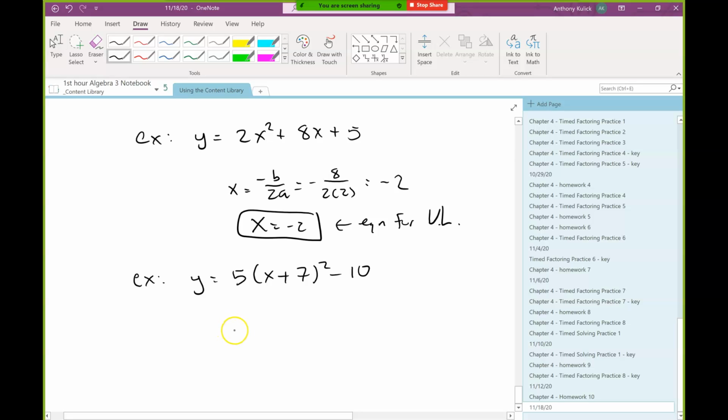Here, we're in vertex form. So the formula I need is x equals h. So the h in this case is the opposite of this number here. So just negative 7. Done. Vertex form ones are very nice because they're fast.